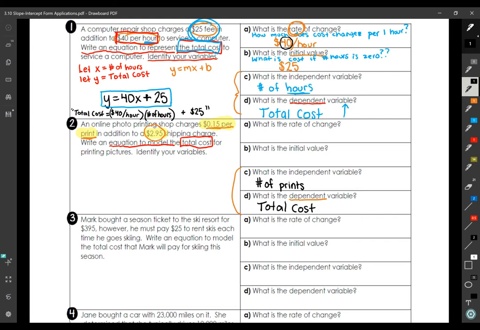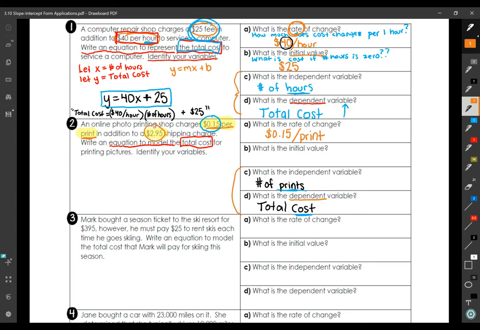So what is the rate of change? How much does cost increase every time we add one more print? Well, we already know that, it's in the problem. The rate of change is 15 cents per print. So every time we add one more picture, one more print, the price goes up by 15 cents.